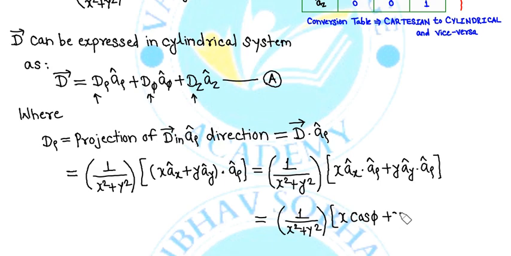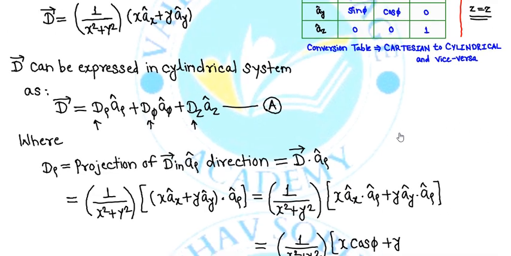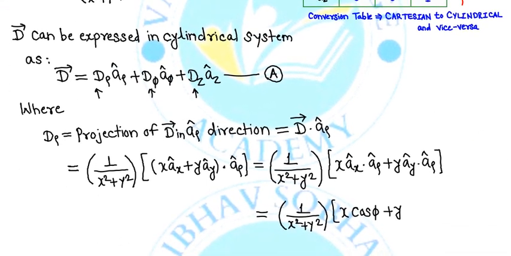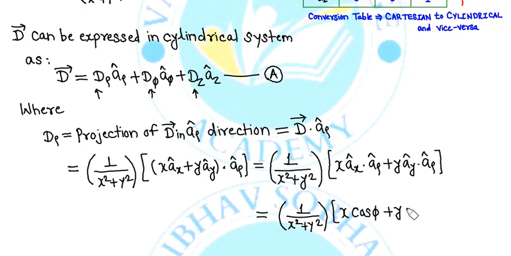Then keep y as it is, and now we have to find the dot product between this ay and this arrow. So what is that dot product between ay and arrow? The dot product between ay and arrow is equal to sine of phi. Okay, now we are going to put the value of ay dot arrow, that is equal to sine of phi. Okay, fine. Now we have the dot product.